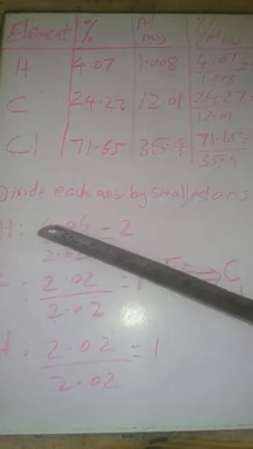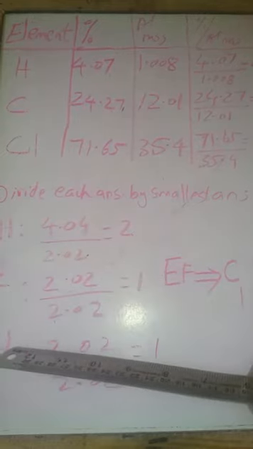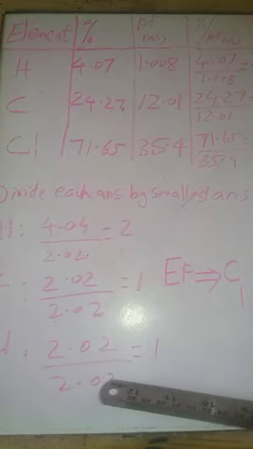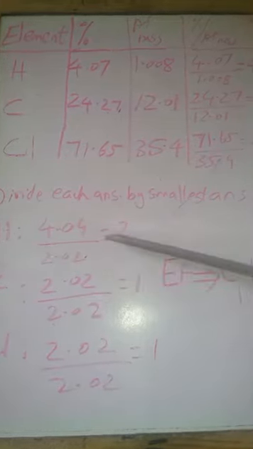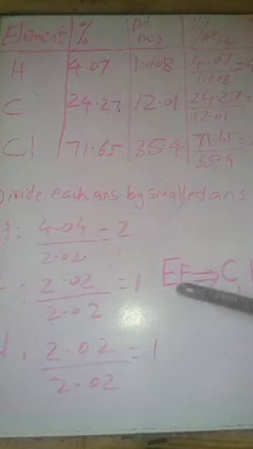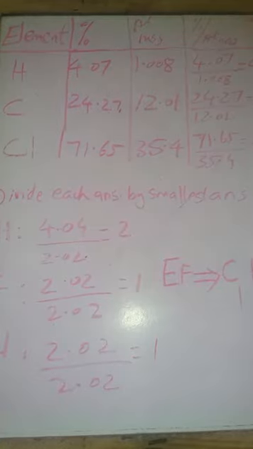For hydrogen, 4.04 divided by 2.02, and carbon and chlorine, of course, 2.02 divided by 2.02. Finally, this result will be the empirical formula. For hydrogen, 2, for carbon 1 and for chlorine 1. So empirical formula will now be C1H2Cl1.